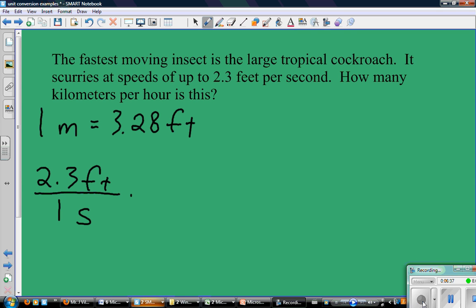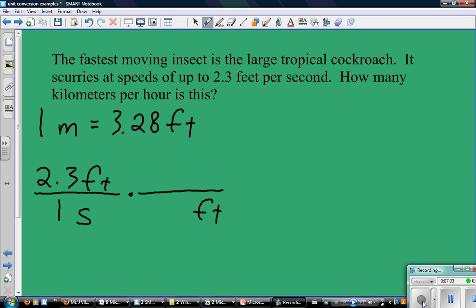So 2.3 feet per second, that's our measured unit that we're starting with. You can only eliminate one of these units at a time. So which one do you want to start with, the feet or the seconds? Feet. All right, let's get rid of feet. So what am I going to do? What unit am I going to put on the bottom here? Feet. I don't want feet.